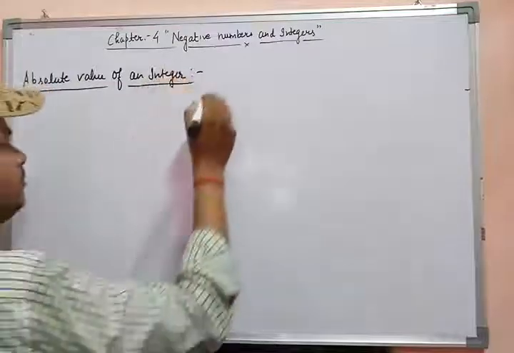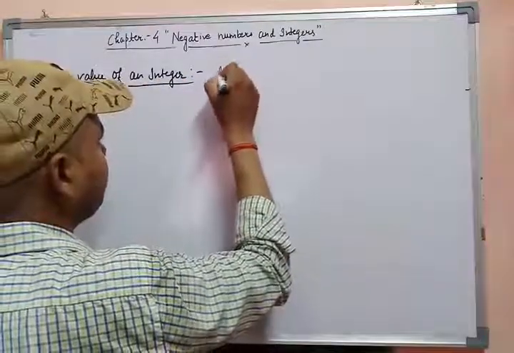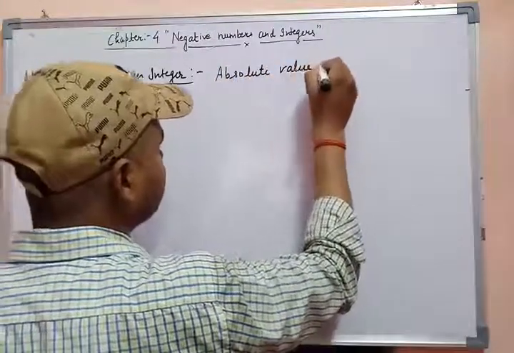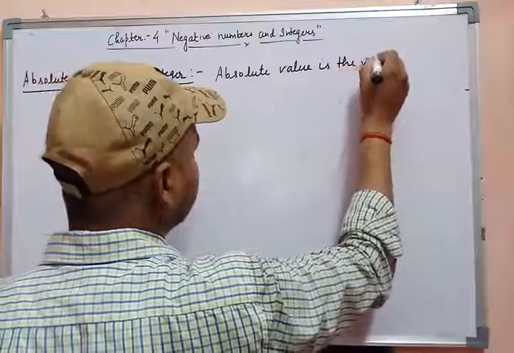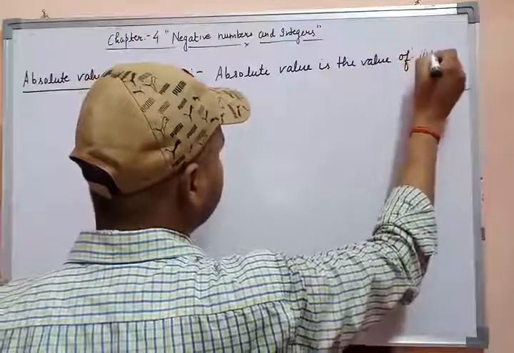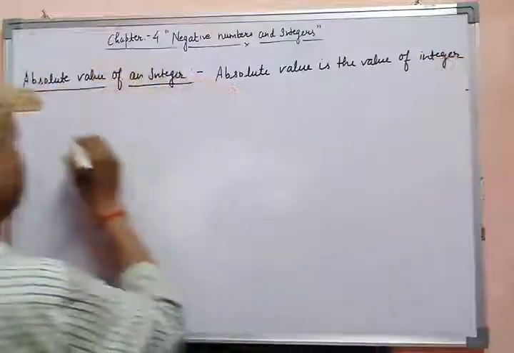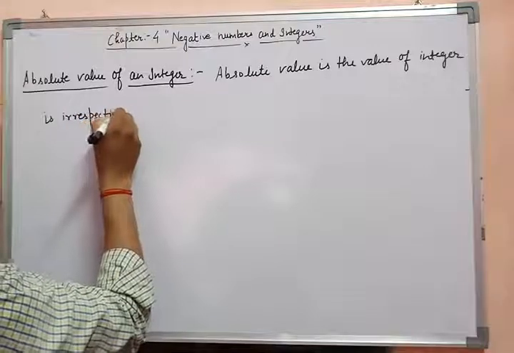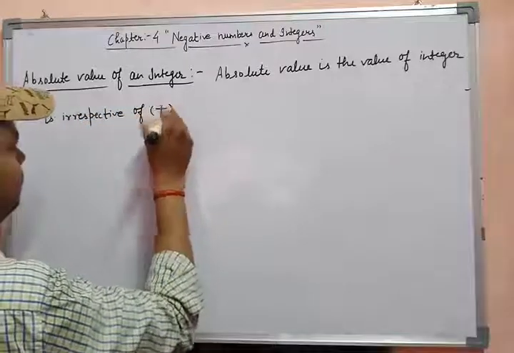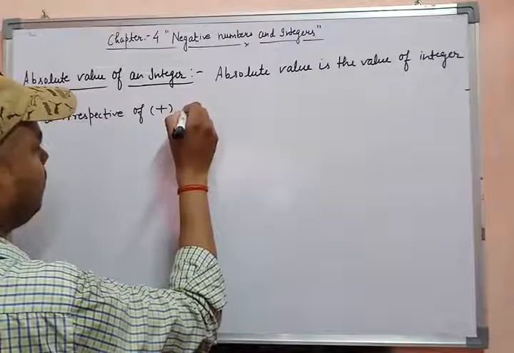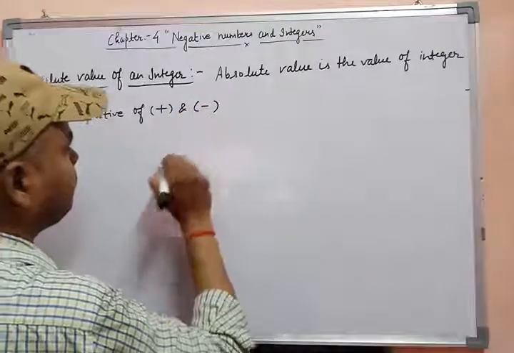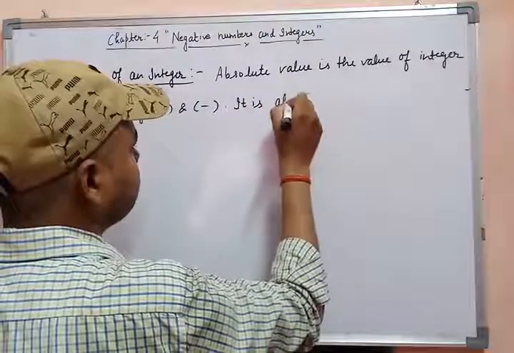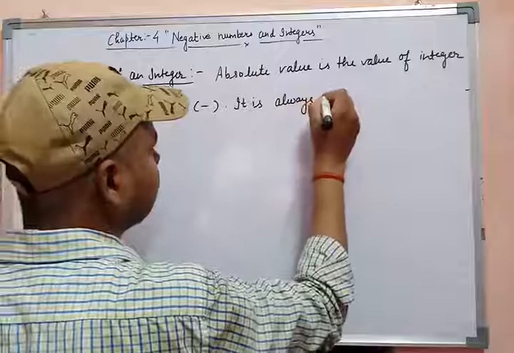Absolute value of an integer. Absolute value is the value of an integer irrespective of plus or minus sign. It is always positive.